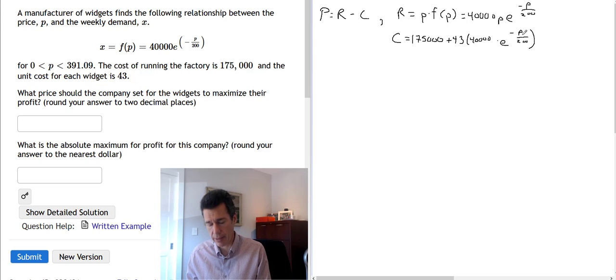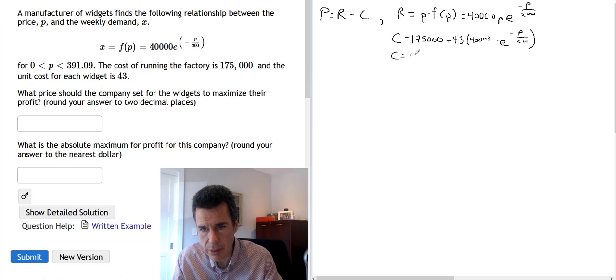So 43 times 40,000 times e to the negative p over 200. Let me pull out my calculator and do 43 times 40,000. I get 1,720,000. So my cost equation is 175,000 plus 1,720,000 e to the negative p over 200. Now we've got a profit equation, which is revenue minus cost. Let's just write that down.